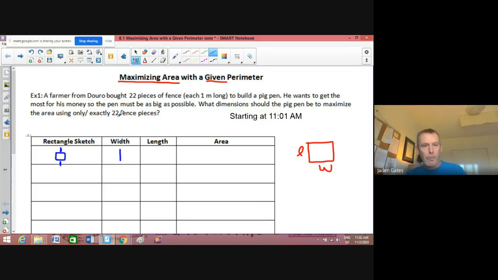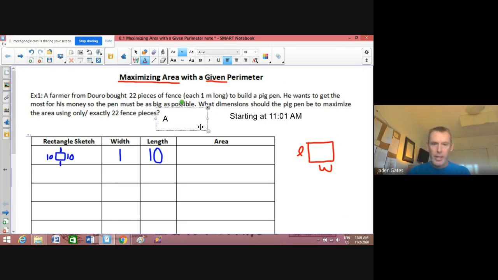Well, if I have 22 pieces and I'm using 1 here and 1 here, now I'm down to 20 pieces. And so those 20 pieces have to be split up between 2 sides. And so this side must be 10 and this side must be 10. All right, so I'll put that information in. Now, again, the area of a rectangle is length times width. So if I have 1 times 10, the area would be 20.